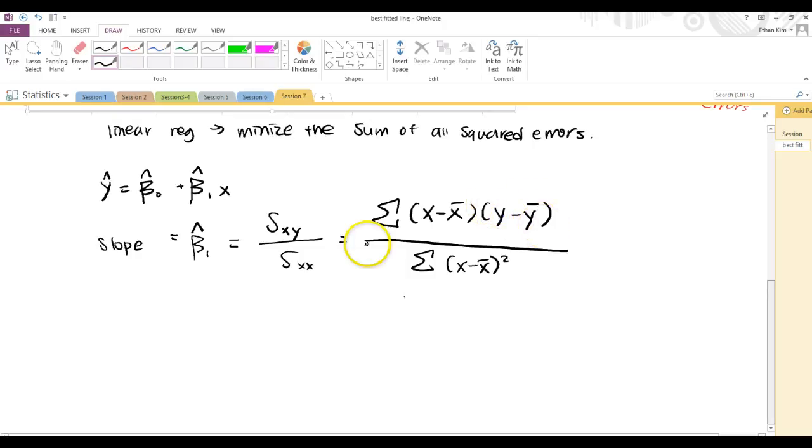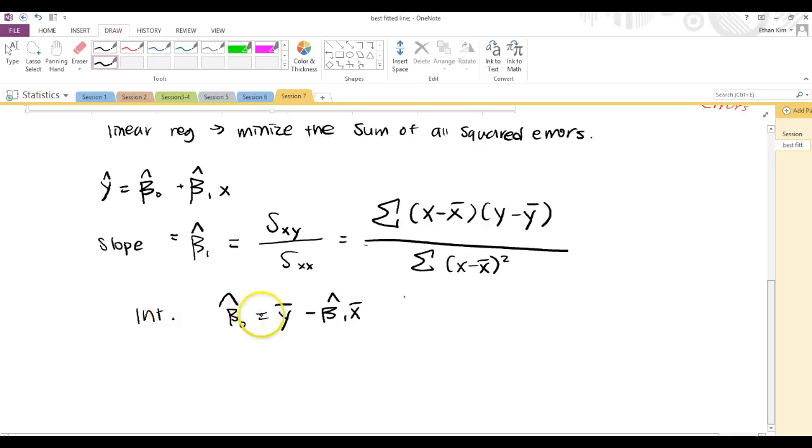And the intercept is always easy, because we are just looking for a value that would make the line go with the data. So this is beta 0 hat. This is exactly it.